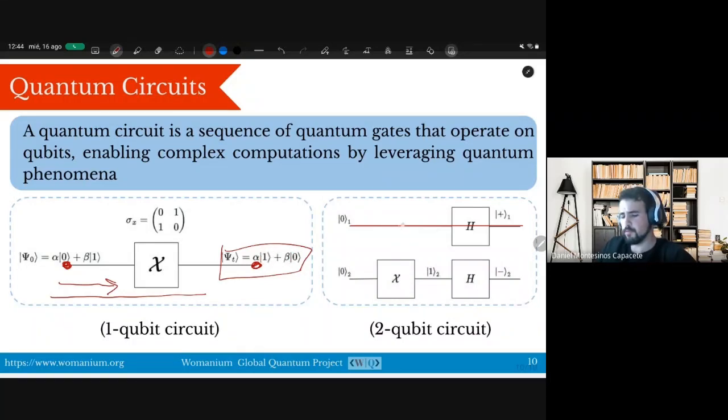For example, here we also have two different operators acting. At this point, you have this vector. After going through the X operator, it changed to 1. And after going through this Hadamard gate, it is changed to this other vector. In this case, you have one gate, so the 0 state changed to the plus state. So these are just quantum circuits.